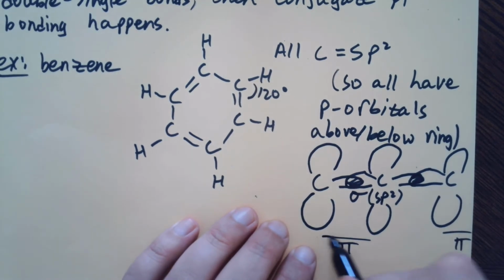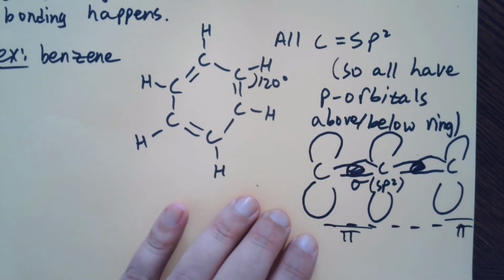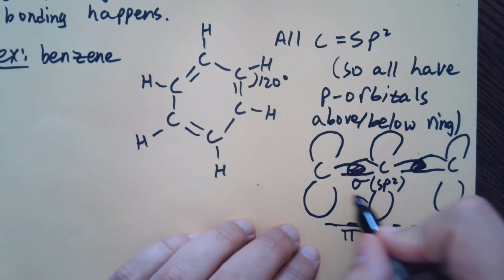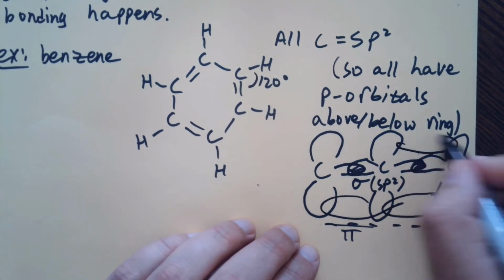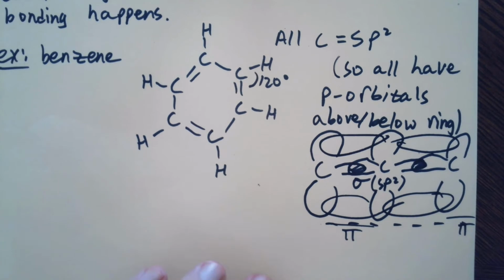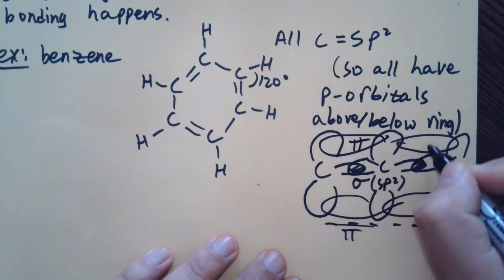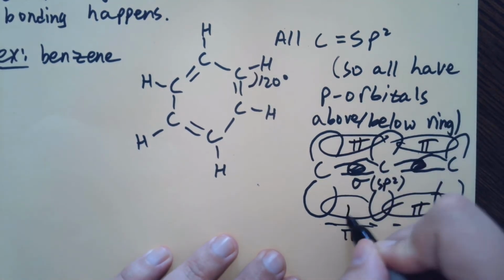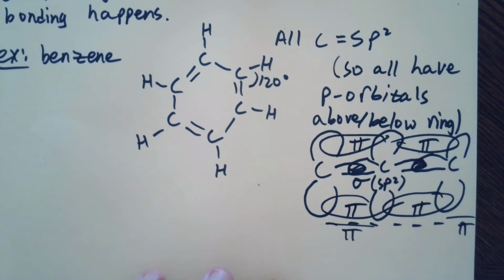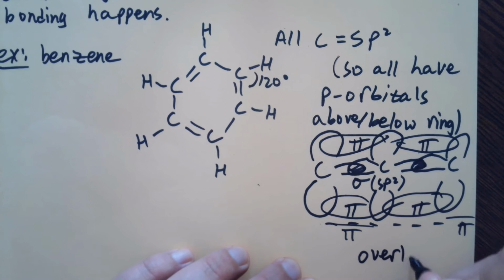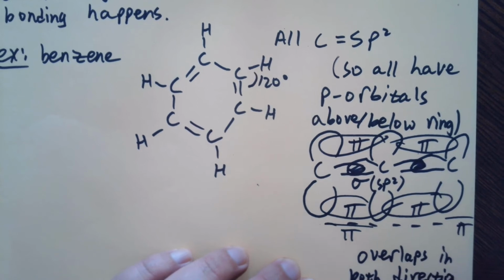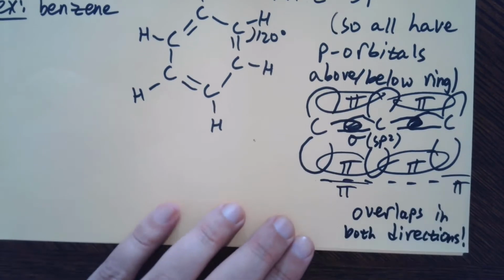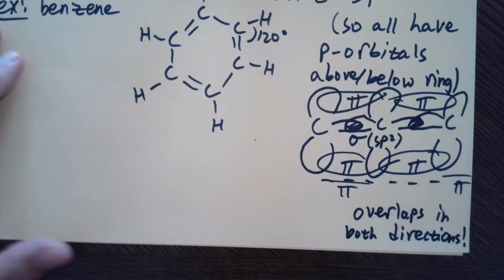It's going to spread out across the whole space. They're going to overlap here and here. So you get pi bonding throughout. Okay? So it overlaps in both directions. That's what I've been saying.